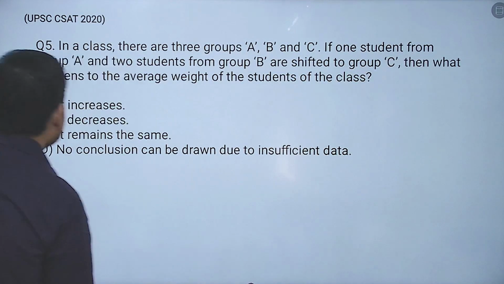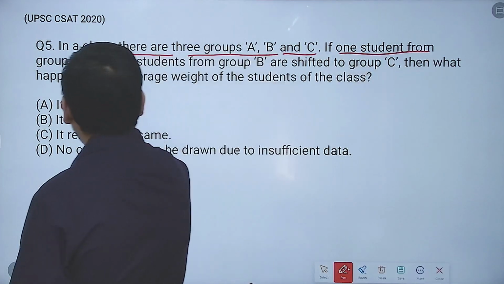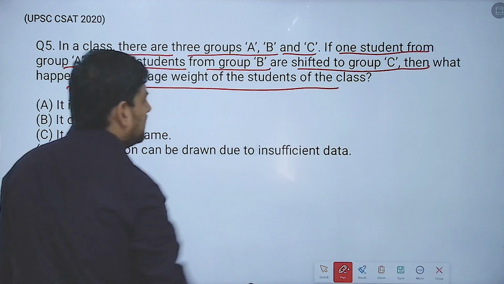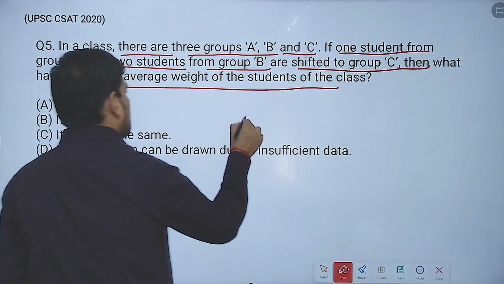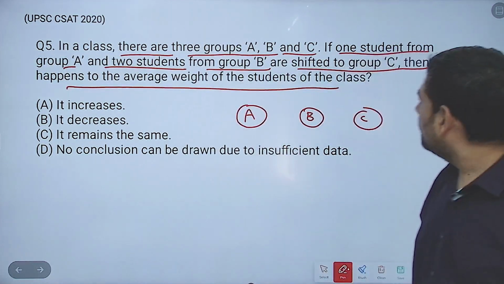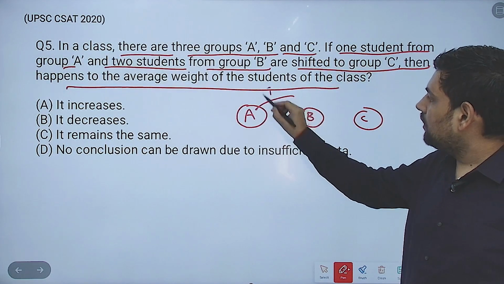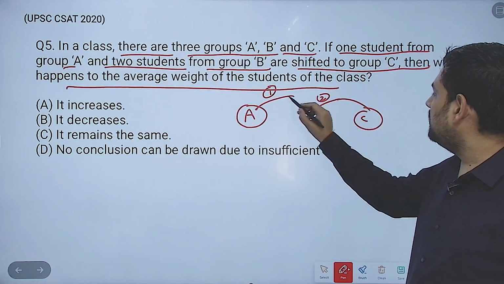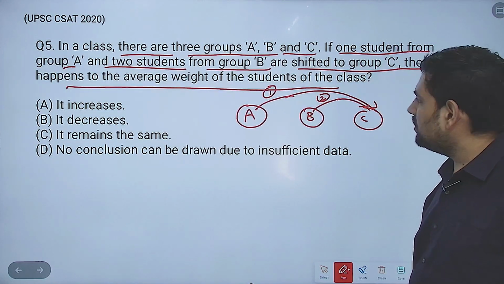Next, in a class there are three groups A, B and C. If one student from group A and two students from group B are shifted to group C, then what happens to the average weight of the students of the class? Now this is easy. So there is group A, group B, group C. If one student from group A and two students from group B are shifted to group C, then what happens to the average weight of the students of the class?